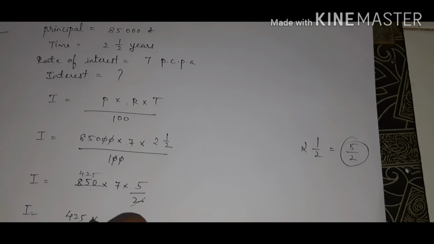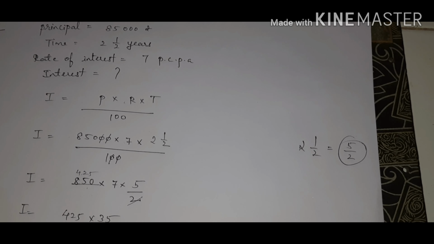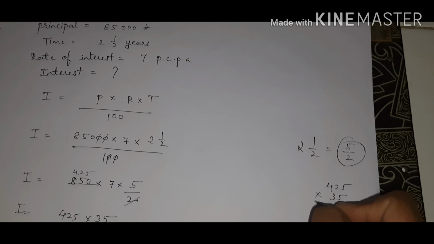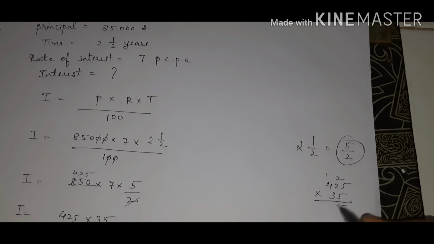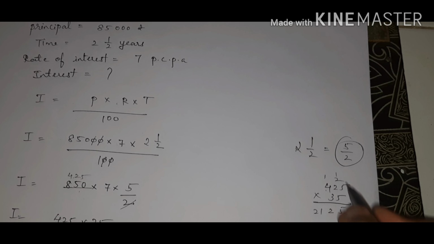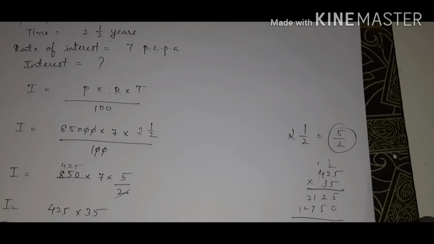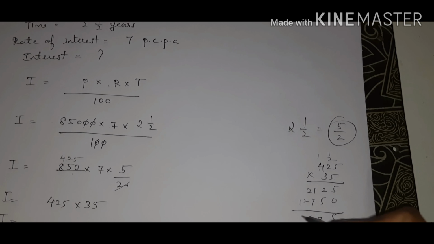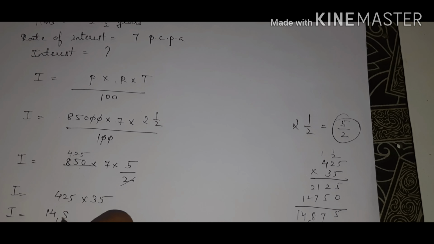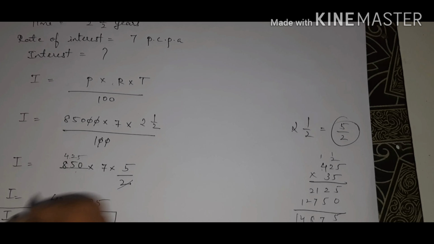So 425 into 7 5s are 35. You multiply 425 by 35. Just see, 5 5s are 25, 5 2s are 10 and 2 is 12, 5 4s are 20 and 1 is 21, 3 5s are 15, 3 2s are 6 and 1 is 7, 3 4s are 12. So we get 14,875. So how much interest? 14,875 rupees.